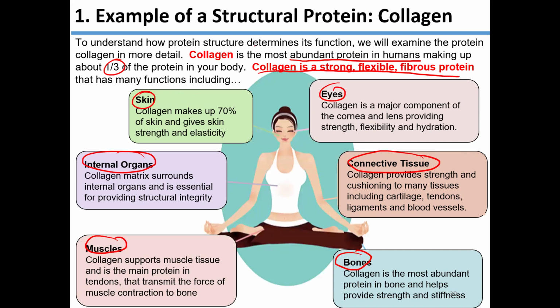So again, these are examples of structural proteins that aid and help within our body. Proteins are incredibly important, incredibly abundant, and incredibly versatile when it comes to the human body.